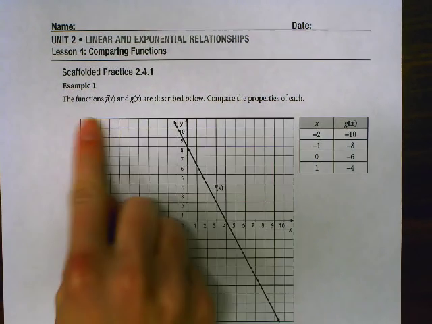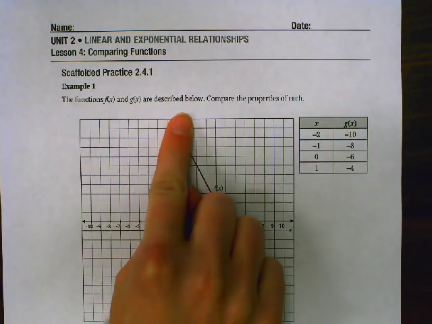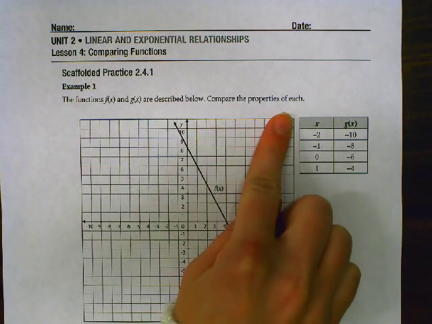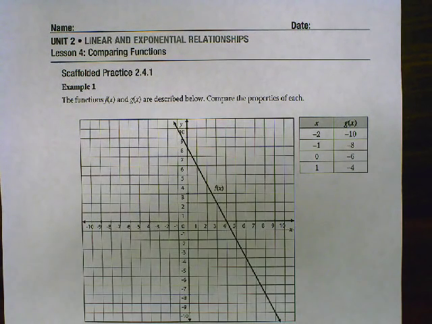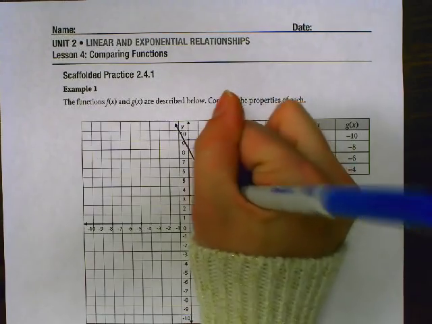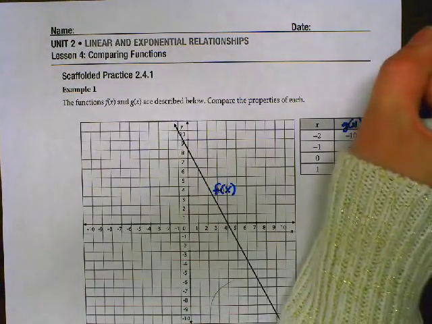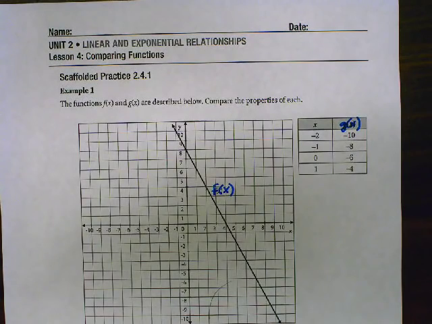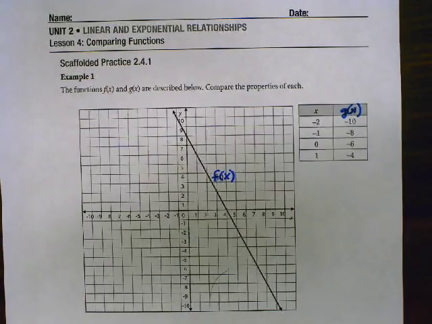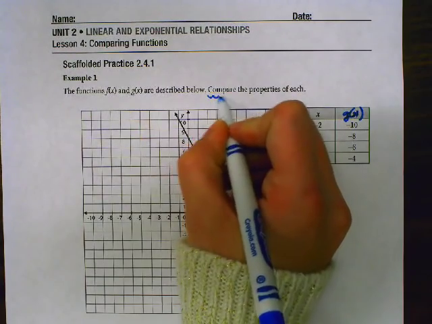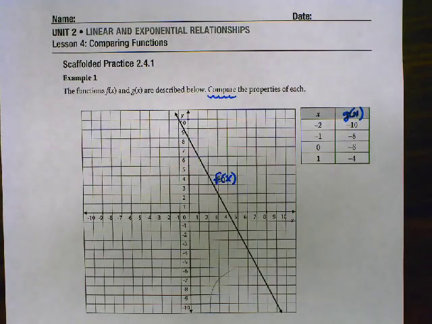The functions f of x and g of x are described below. Compare the properties of each. One thing I want you to know is that they're labeled. So the one on the graph is f of x, which means that the one in the table is g of x. I'd like you to go on ahead and trace over those just so that we know what we're talking about. When it says compare, I'm asking for a very specific thing.